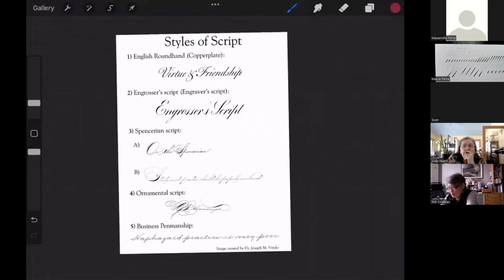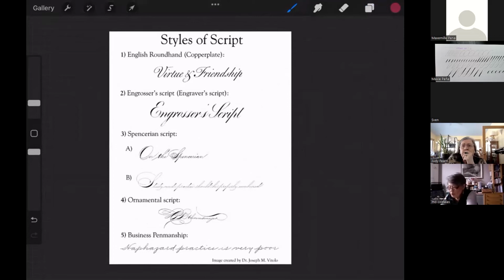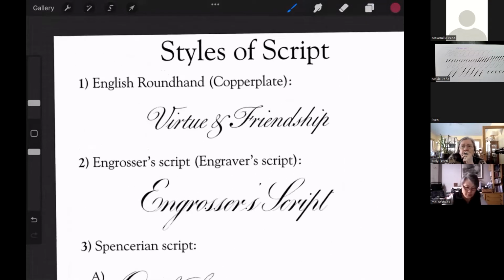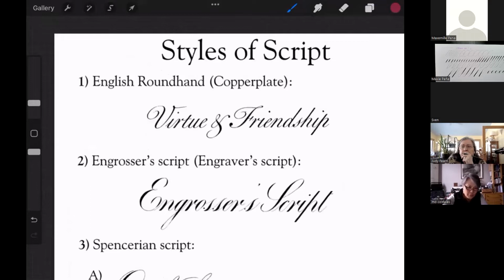This, by the way, is a page of Dr. Joe's book, Script in the Copperplate Style. Thank you, Dr. Joe. It is a free book that you could find in Zenarian.com. Okay, so English Roundhand is a cursive script. This is the one that says virtue and friendship at the top. You can see the letters are connected and it's characterized by its rounded turns, hence the name roundhand. So the tool is different between the two.